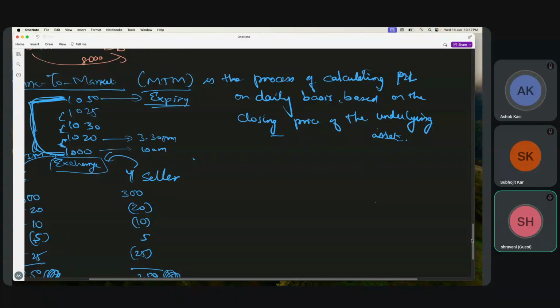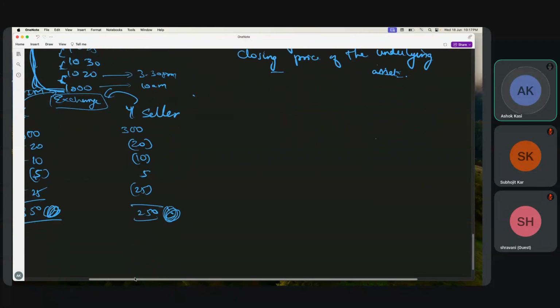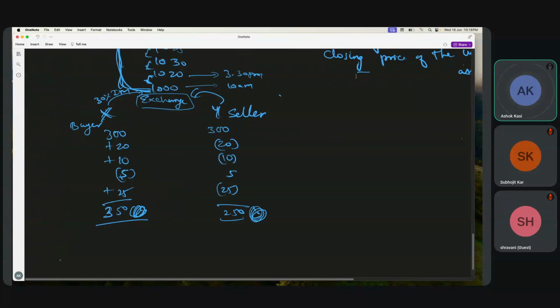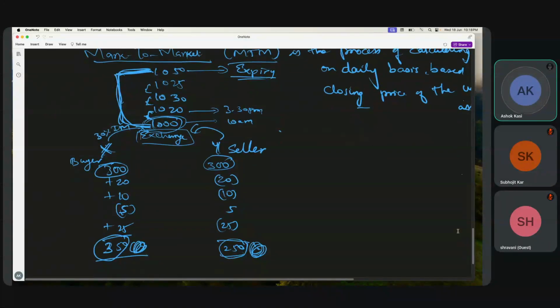Yes, sir. Okay. Now let's see some other observation here. You came in with 300 and you are going away with 350. The seller came in with 300 and he is going away with 250. So practically nobody gave 1,000 to anybody. The contract got expired also, and nobody got 1,000, and they both are fine with it.